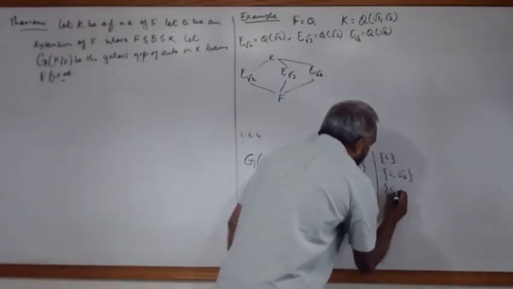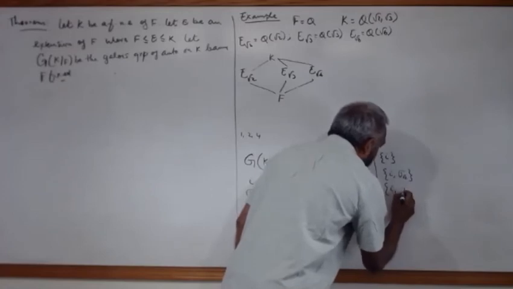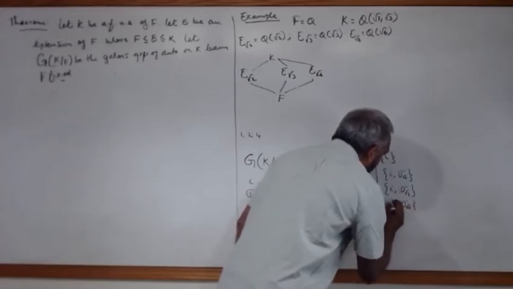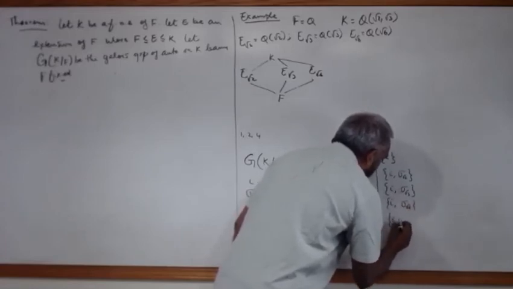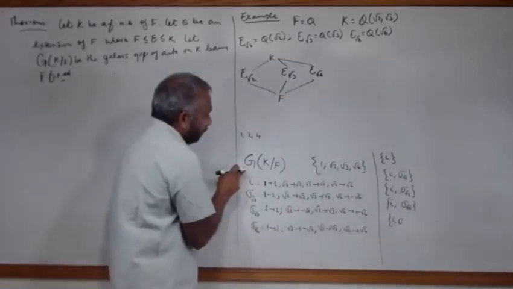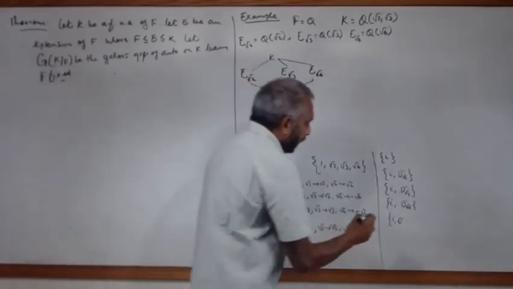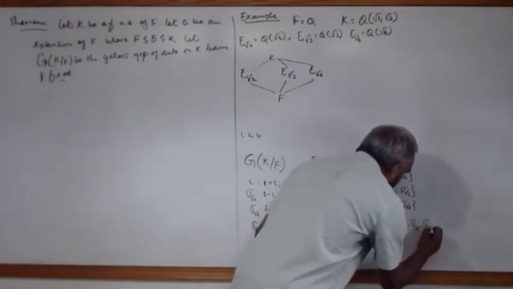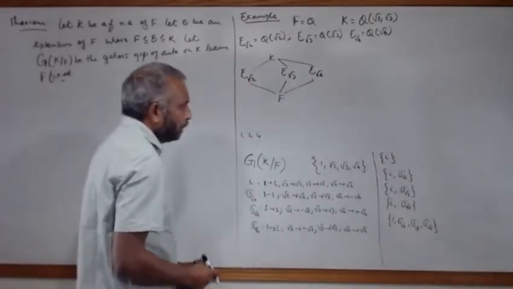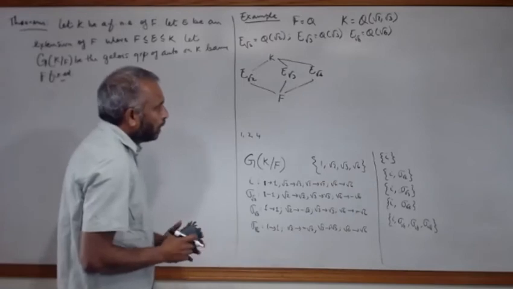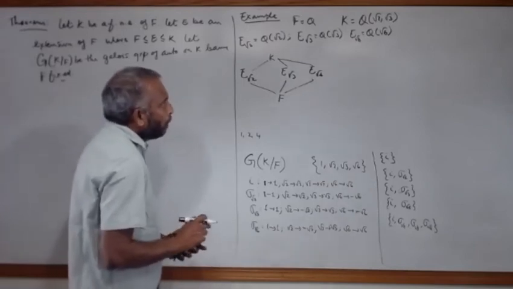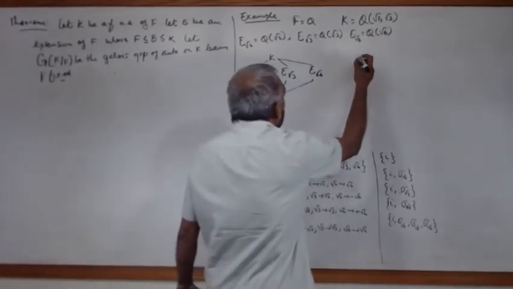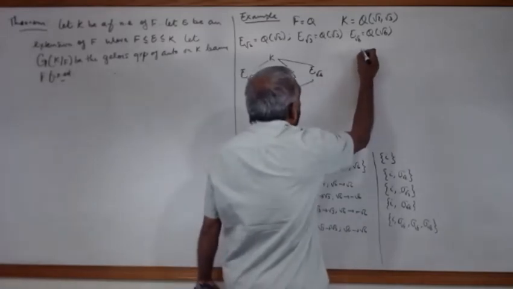And the other one is I, sigma root 3, I, sigma root 6, and the whole of the Galois group of K over F, that is I, sigma root 2, sigma root 3, sigma root 6. So these are the subgroups. So we will write it like this.